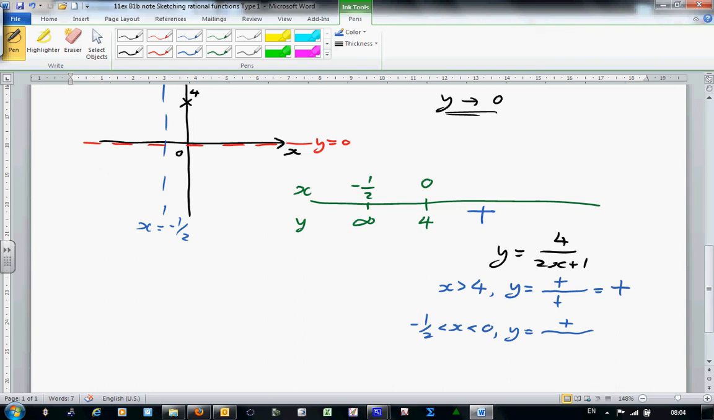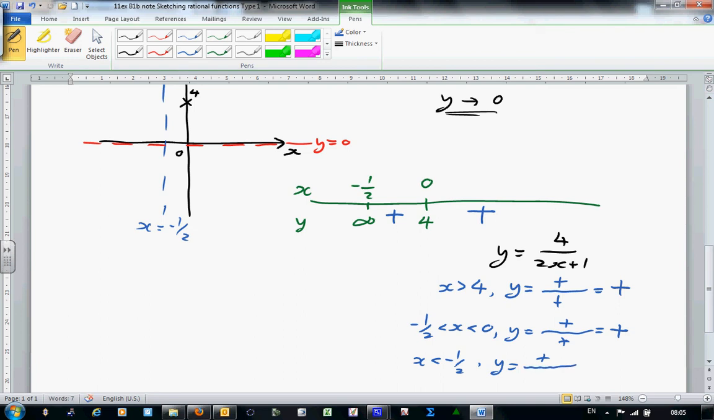Let's go to the last section, which is x is less than minus a half. Well, think of a nice easy number if you're not sure about this. Let's say minus 1. Well, we know that y has to be positive on the top in this case because it's 4. And let's go with minus 1. So when x is minus 1, the denominator gives us negative 2 plus 1, which is negative. Okay, so let's put all that together on our little sketch.